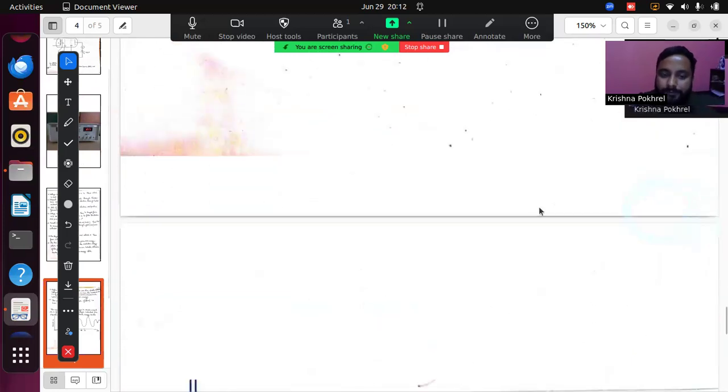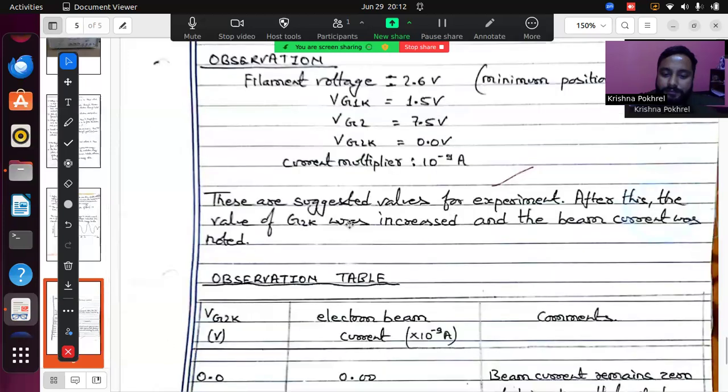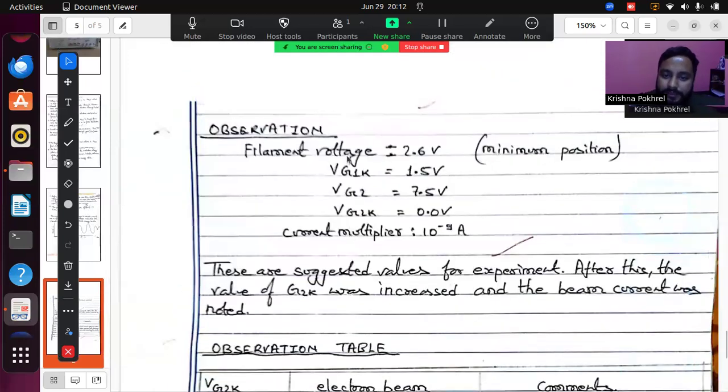Furthermore, I will show my observation table. Filament voltage is kept at 2.6 volt. We keep it at a minimum position. We will not measure this. We set minimum values: bg1k 1.5 volt, bg2k 7.5 volt, and bg2a, this is up to the anode, bg2k equal to 0.4 volt, and we will increase from here up to 80 or 90 volt.